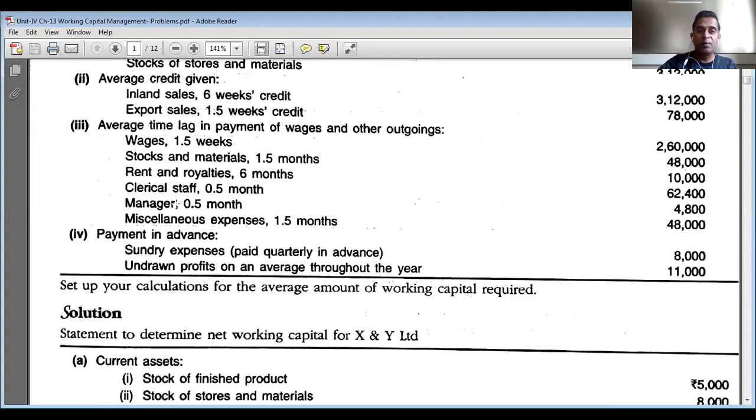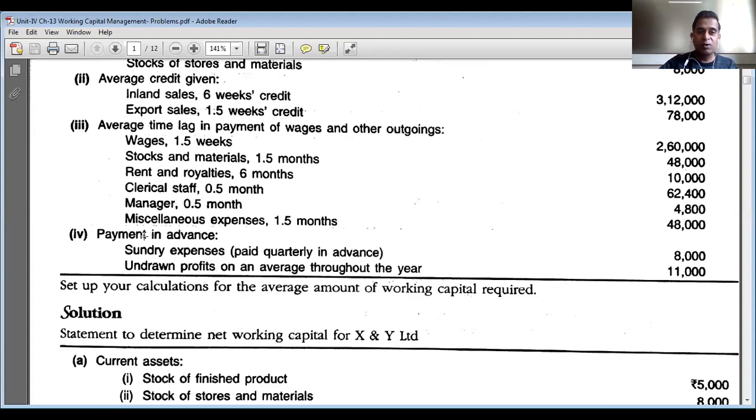The time lag in payment of a salary of manager is 0.5 month. Amount is 4,800 rupees. Miscellaneous expenses. The time lag in payment of miscellaneous expenses is 1.5 months. Amount is 48,000 rupees. So if you look at the data, some holding period is given in weeks and some holding period is given in months. So you need to be careful while multiplying.